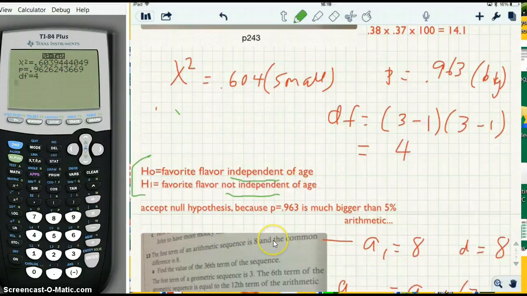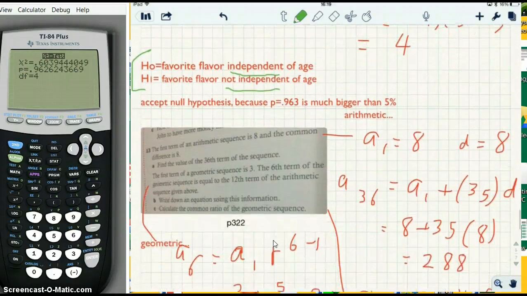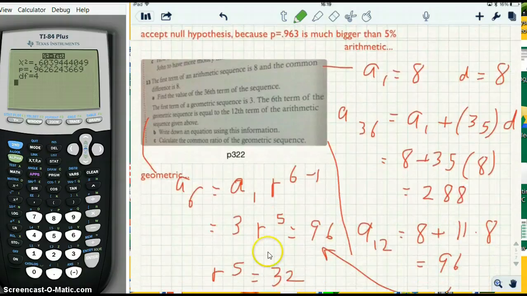Okay, and so the next problem, which is the page 322 problem, we'll put in the next video.